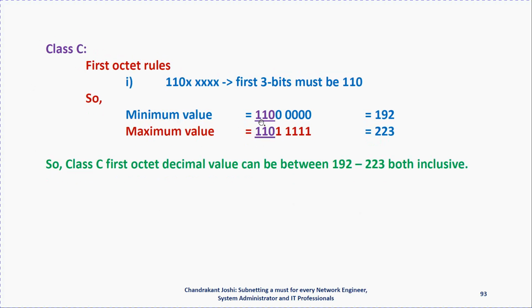For class C, the first 3 bits must be 110. To get the minimum value, turn the remaining bits off, and to get the maximum value, turn the remaining bits on. So this gives us a range of 192 through 223. If we see an IPv4 address starting with this range, then we can say that it belongs to class C of IPv4.